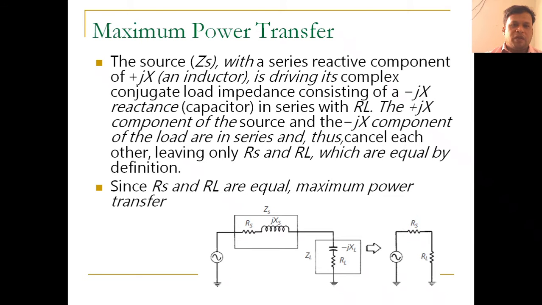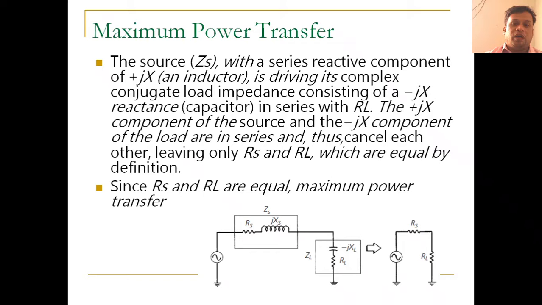In the maximum power transfer, the source ZS has a series reactive component jX, that is an inductor, and its complex conjugate load, that is minus jX, is in series with RL. So in the maximum power transfer theorem we have RS and jXs, and its complex conjugate is nothing but RL and minus jX.